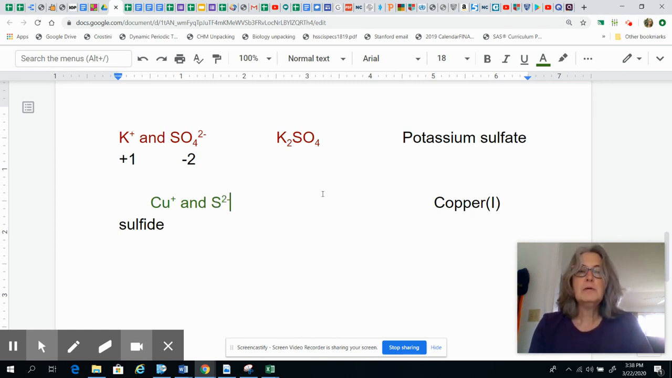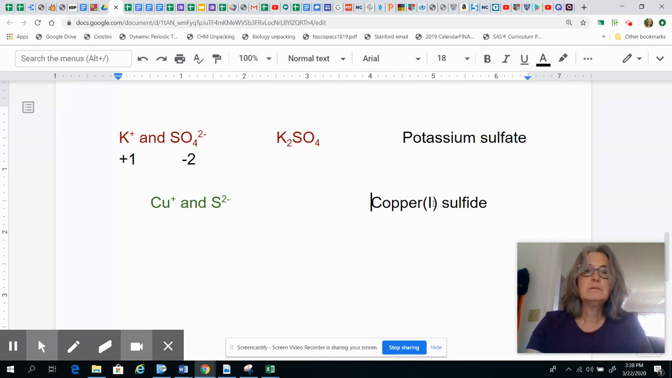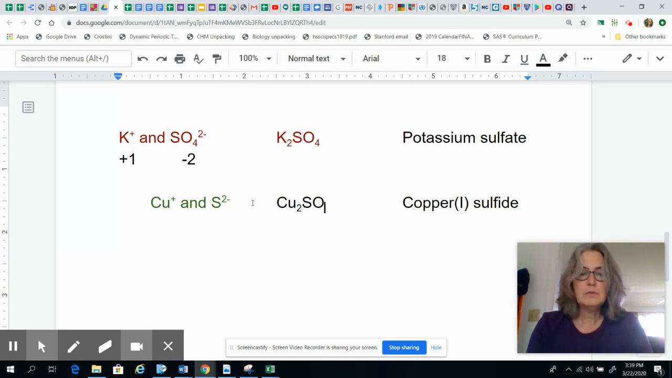All right. Back up a little there. +1, 2 minus. We're going to need another copper. 2 plus 1s is +2, and 1, 2 minus is -2. So we're going to have Cu2SO4. 4 sulfates. It's the 4 that was part of the formula to start with.